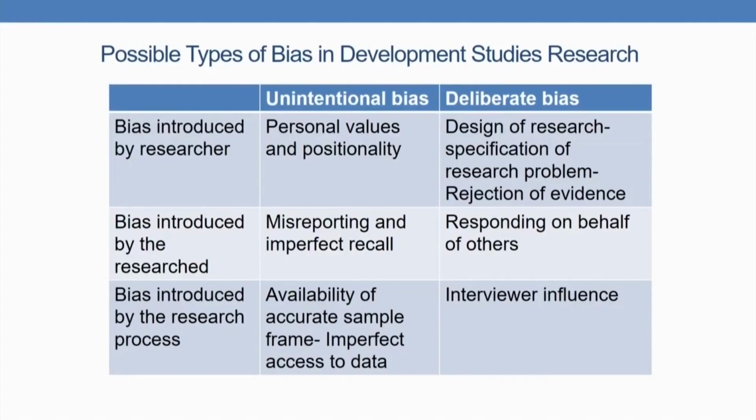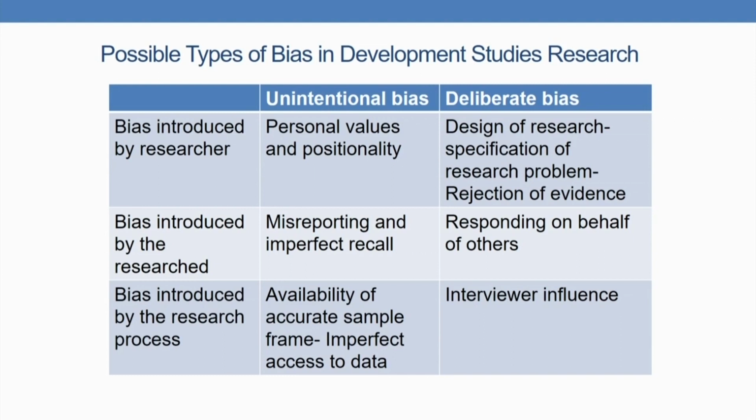Similarly, there may be bias introduced by the research process. Unintentional bias could be the availability of an accurate sample frame or imperfect access to data. For example, when we are referring to secondary data sources, often there is a lot of missing data, or when we are combining different data sets. In the Indian context, for example, we have large sample databases, the National Sample Survey Organization. We also have census databases, the Indian census data. We have various other data coming from the National Family Health Survey, and if we are trying to combine all of these data to come up with a big picture, since the sample sizes are different in all of these databases, we should be able to know when and how to combine these databases, or whether or not these databases can be combined to come up with a big picture. Therefore, the availability of an accurate sample frame or imperfect access to data might also result in unintentional biases.